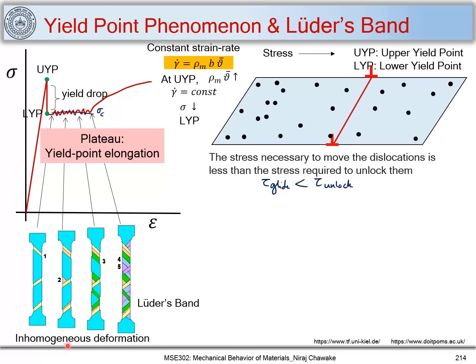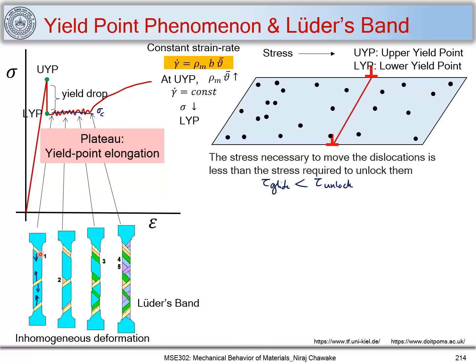So we have an inhomogeneous deformation occurring in the sample. We have deformation starting at these locations, and this Luder's band will propagate in this way. Let me mark here on the sample. This Luder's band will propagate in this way, and it progresses in this fashion. Let's say at this region you have more Luder's band coming in, at a third point here you have more Luder's band coming in, until at this location the Luder's band will occupy the entire gauge length.